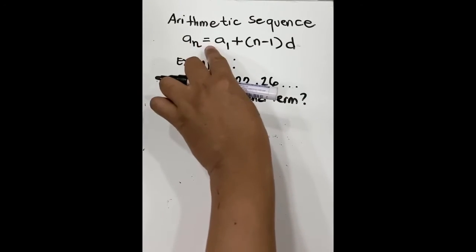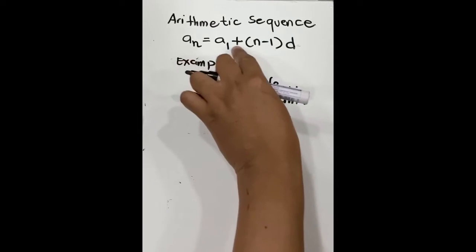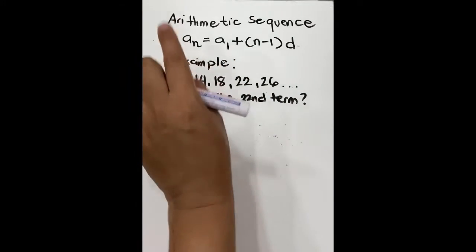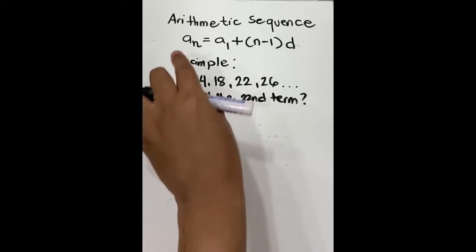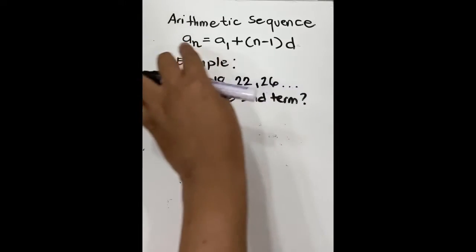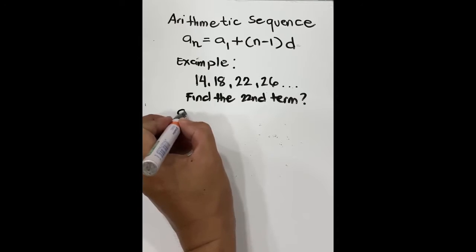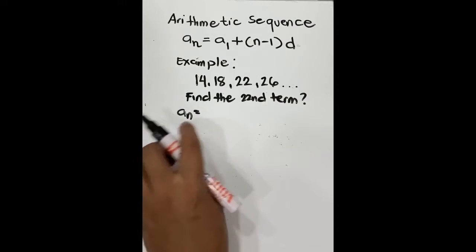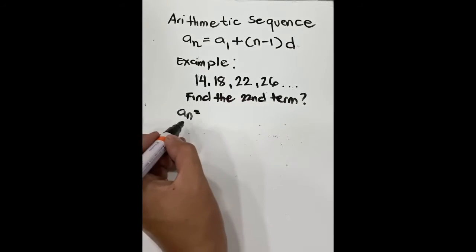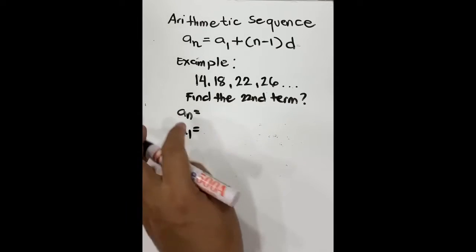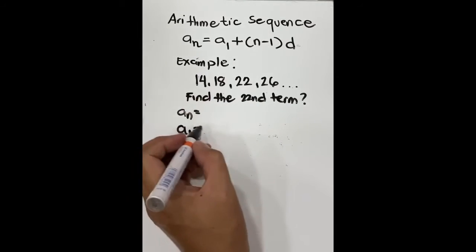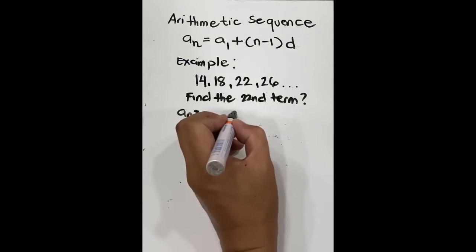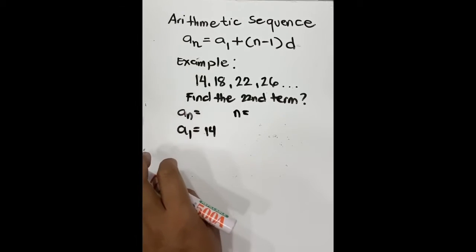a sub n equals a sub 1 plus quantity n minus 1 d. So ang kailangan lamang natin gawin ay i-supply yung mga needed information. So we have a sub n. So yan yung hinahanap nating term or yung pang 22nd term. A sub 1, that is the first term, which is 14. And then we have n. So yung n, that is the number of terms.